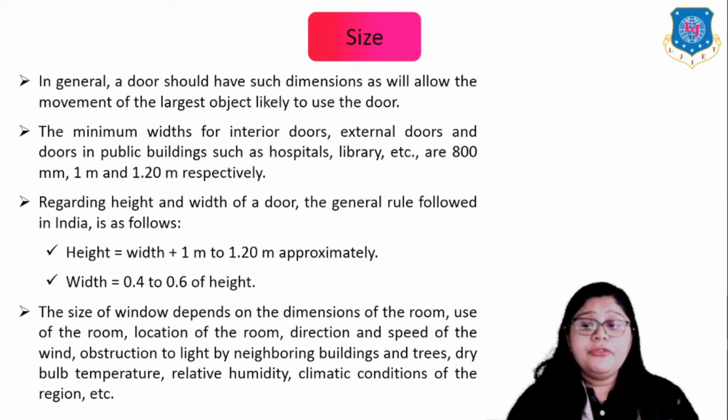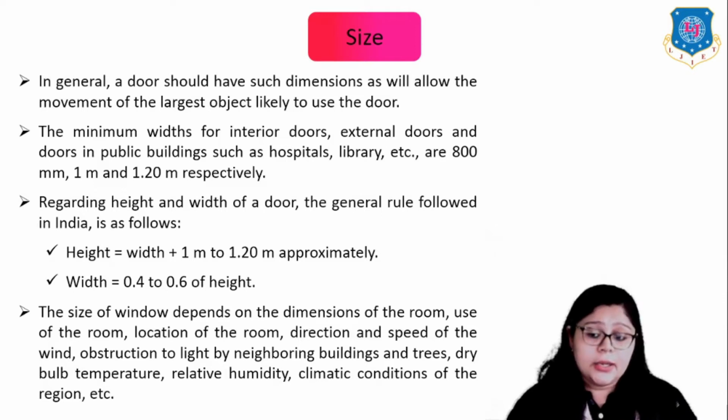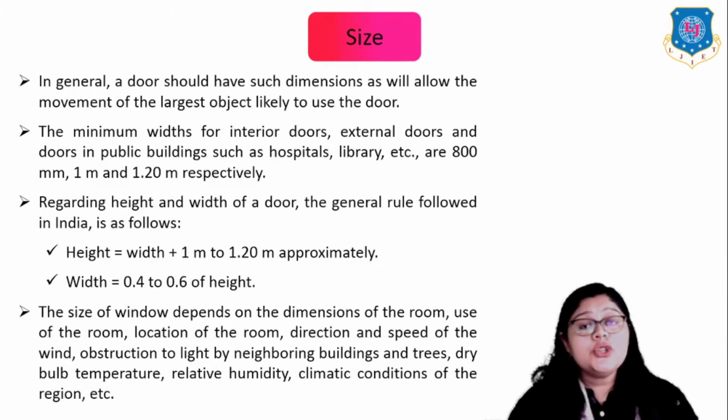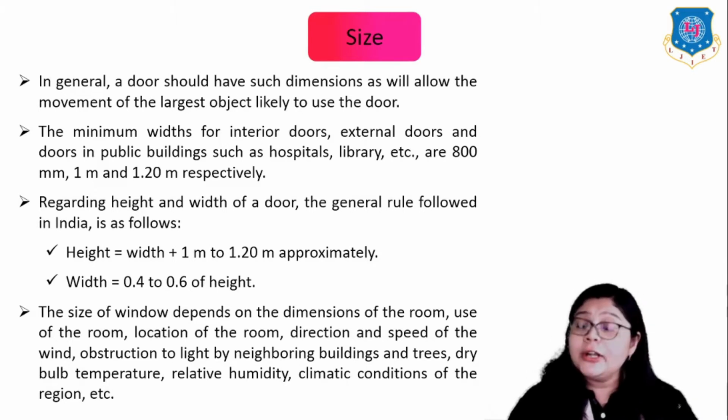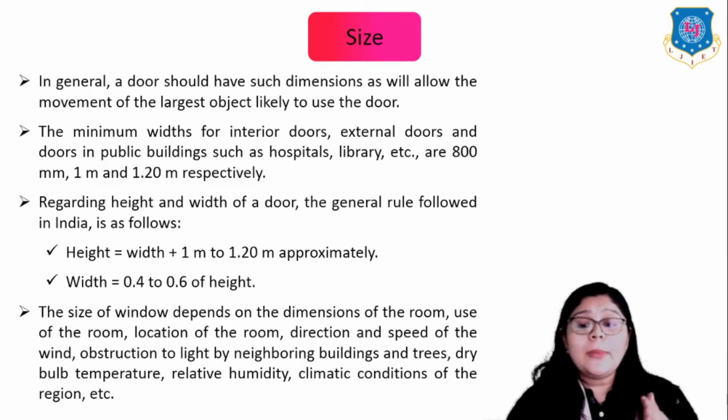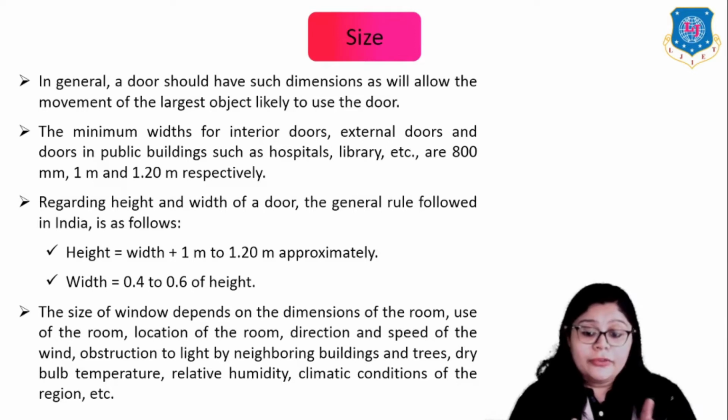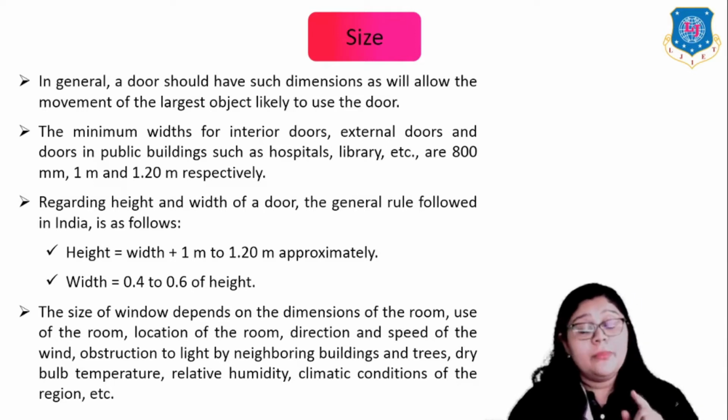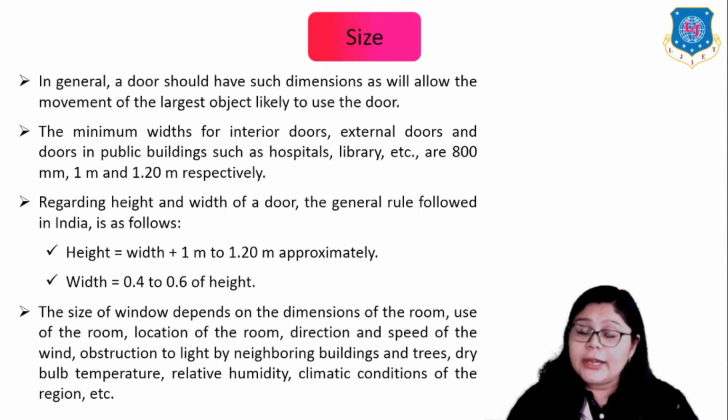Particularly in India, there are some rules for the height and width of the door, which say the height should be equal to the width plus 1 meter, or we can add up to a maximum of 1.2 meter to that particular width. Now what is the width? Width should be 0.4 to 0.6 of that height.